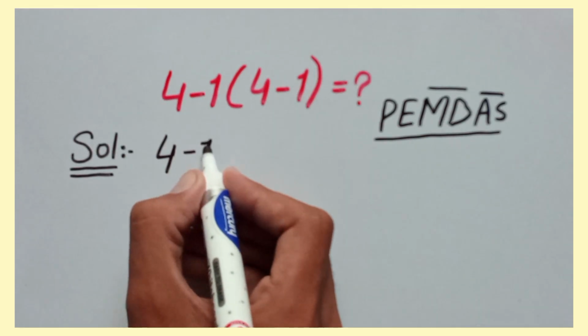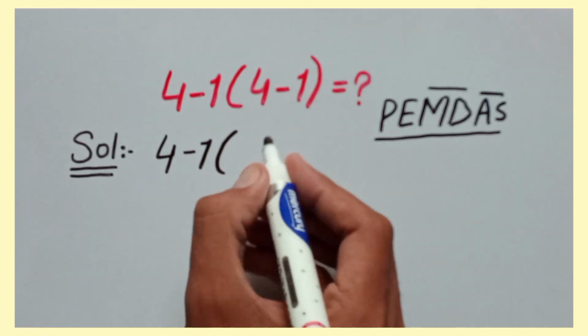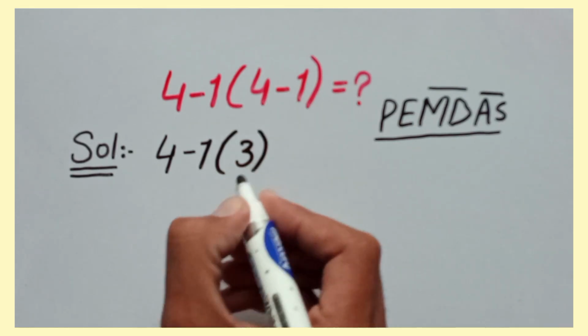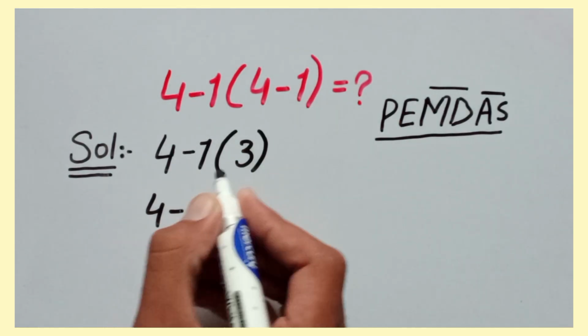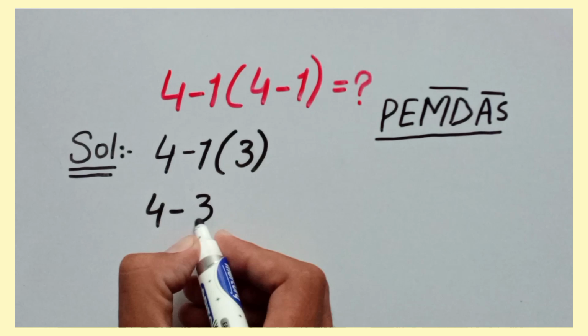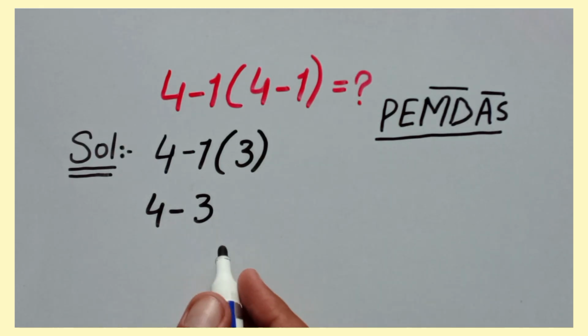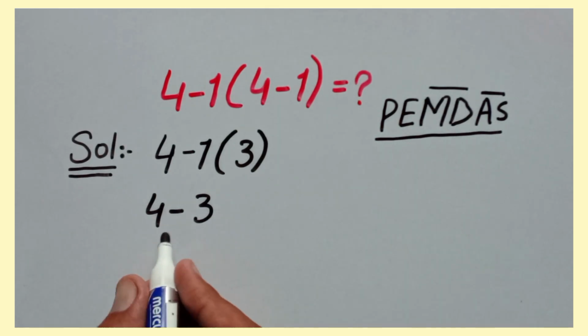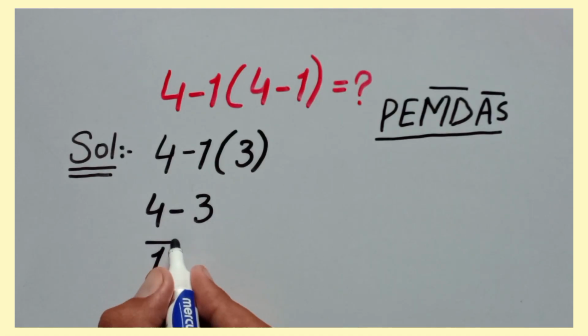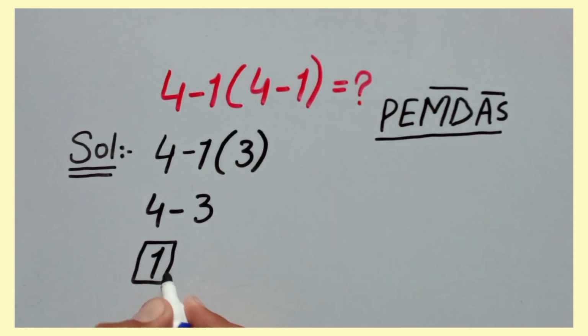So in 4 minus 1(4 minus 1), the parenthesis 4 minus 1 is 3. Then 4 minus 1 times 3, which is equal to 3. Now again 4 minus 3, which is equal to 1. Guys, this is the final answer of this expression.